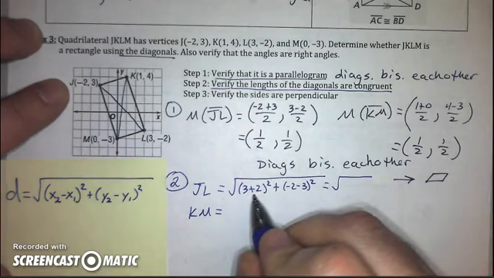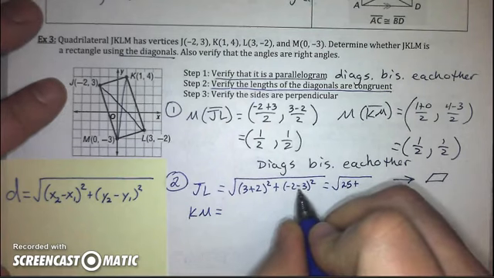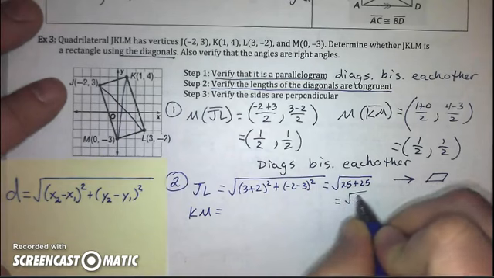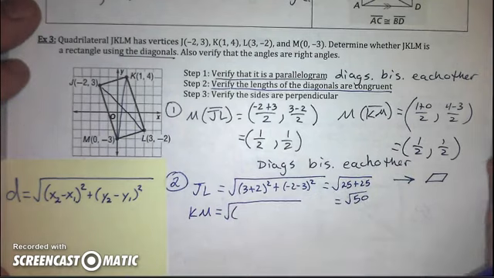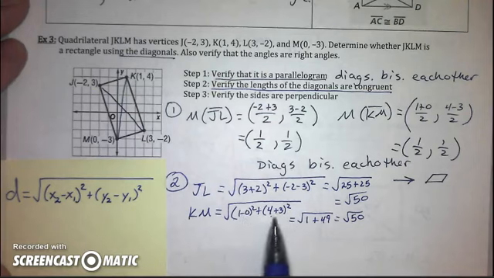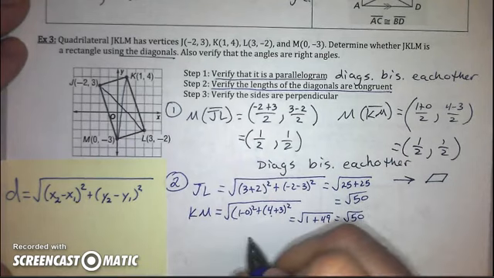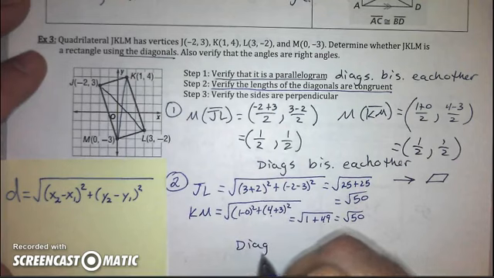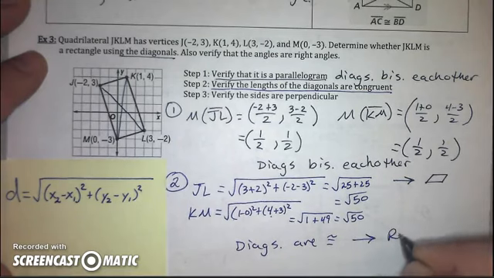Three plus 2 is 5. 5 squared is 25. Negative 2 minus 3 is negative 5. Negative 5 squared is again 25. So we get the square root of 50 for JL. We're going to do the same thing for KM. 1 minus 0 squared plus 4 plus 3 squared, which 1 minus 0 is 1. 1 squared is 1. 4 plus 3 is 7. 7 squared is 49. 1 plus 49 is 50. So both JL and KM equal the square root of 50. So we can say that the diagonals are congruent. Therefore, the parallelogram is a rectangle.